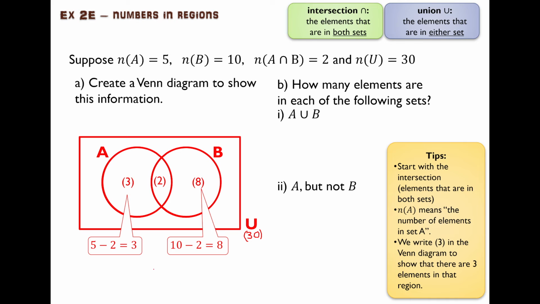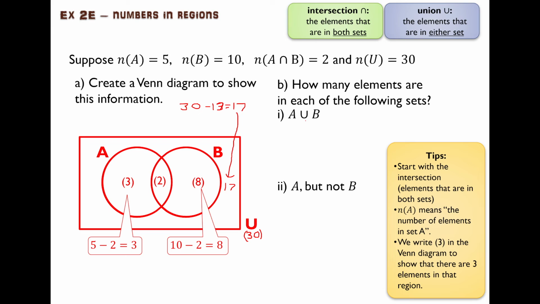So I'll write here, maybe up here, 30 take 13. Ooh, that's a funny 3. 30 take 13 equals 17. So, in here, there are 17 elements that aren't in A and they're also not in B. They're not in any of those.